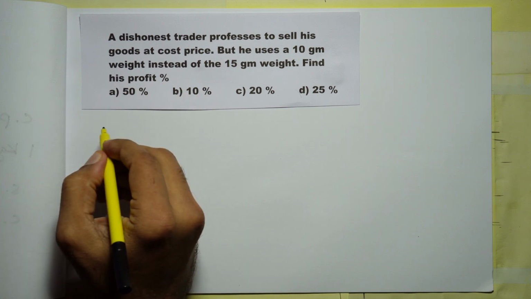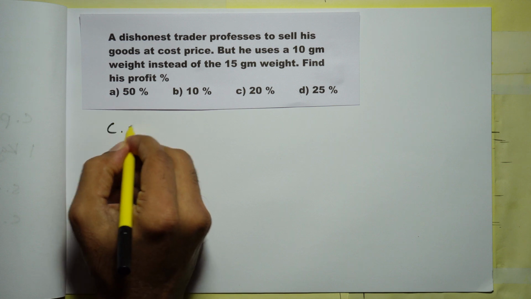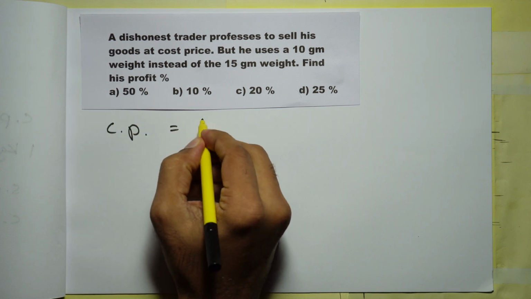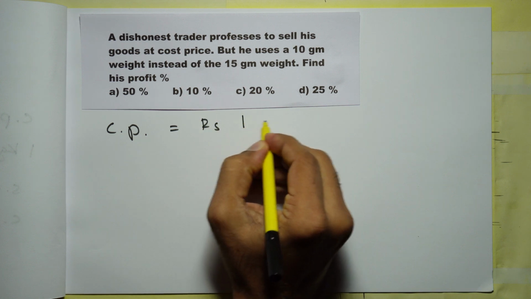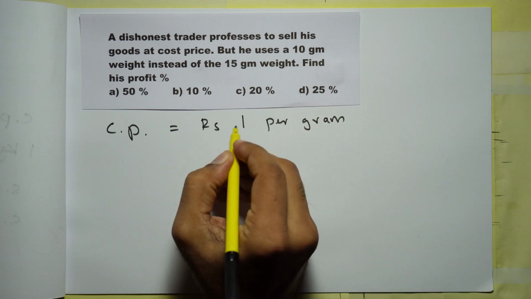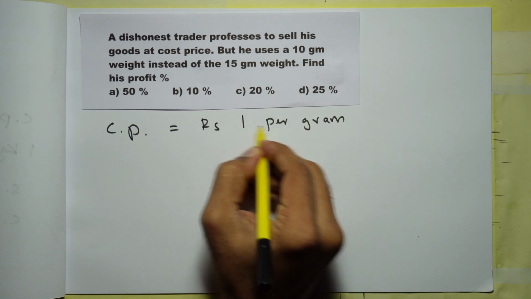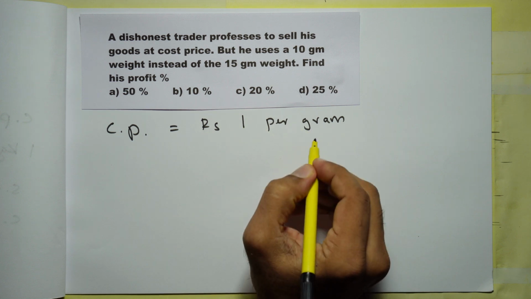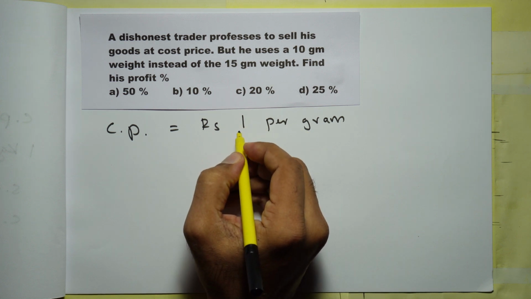So first of all, we will assume a value for the cost price. Now we will assume that the cost price is 1 rupee per gram. Assume that the cost price that he paid is 1 rupee per gram. If you assume 1 rupee per gram, we can easily calculate. That is why we are assuming it to be 1.